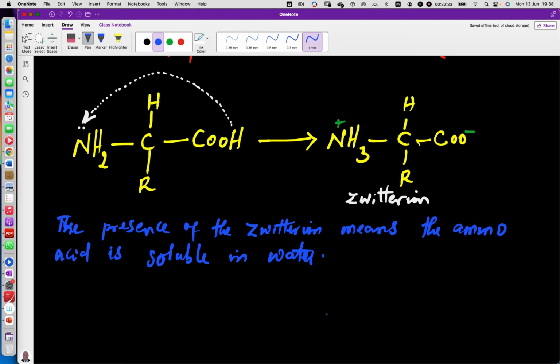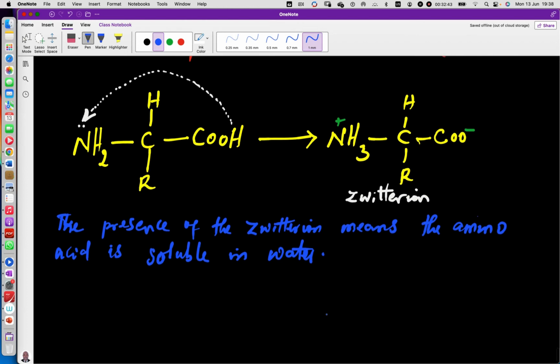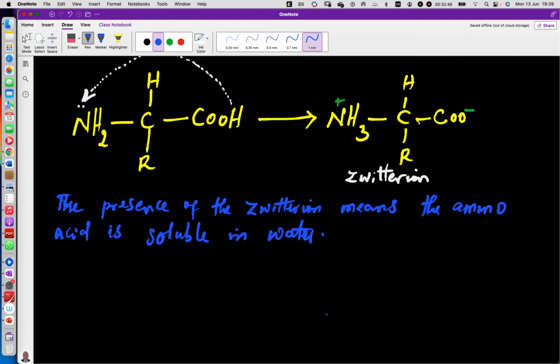So in this reaction, one thing is that amino acid resists any change in pH when a small amount of acid or base is added to them. So we can now call them buffer solutions.